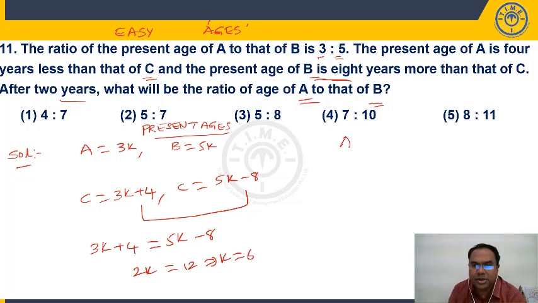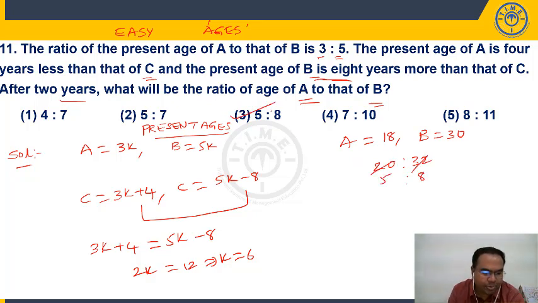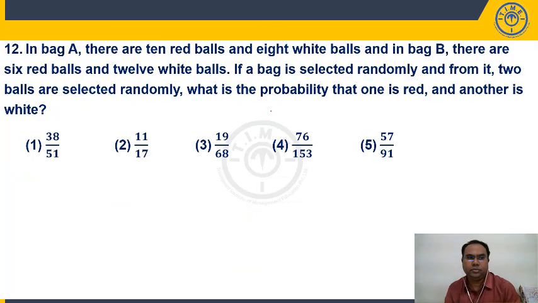So A's present age is 18, B's present age is 30. We need to find out the ratio of A and B after 2 years. A will be 20, B will be 32. So 4 5s, 4 8s. 5 is to 8. It is present in the third option. Right. Just look at the next question, students, we will discuss.